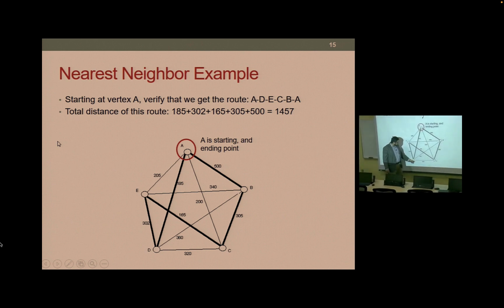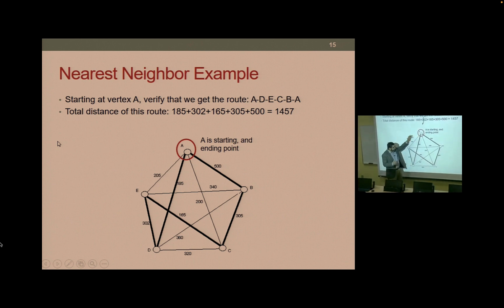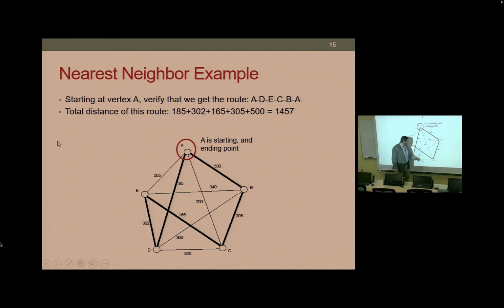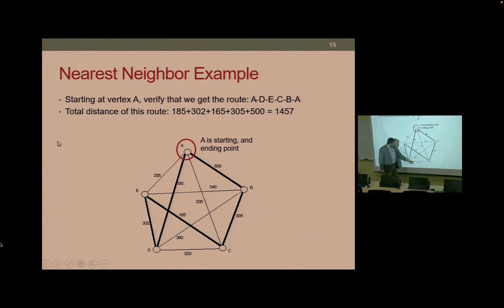Now at point D, you'll find your closest point. You don't go back to A because A is already visited. You only look at the unvisited points. So look at E, C, and B. Well, C is 320 away, B is 360 away, but E is only 302 kilometers or miles away. So we're going to go to E. Okay, and we're going to mark E as visited.